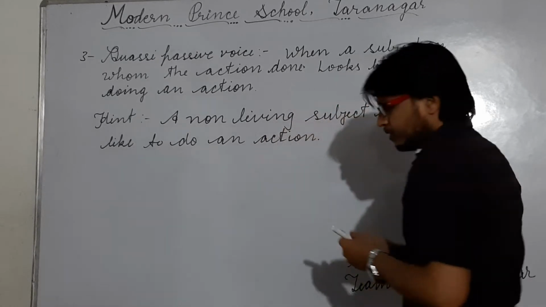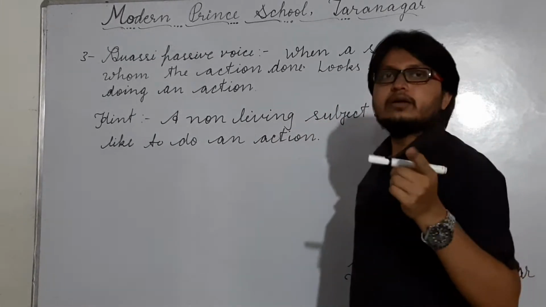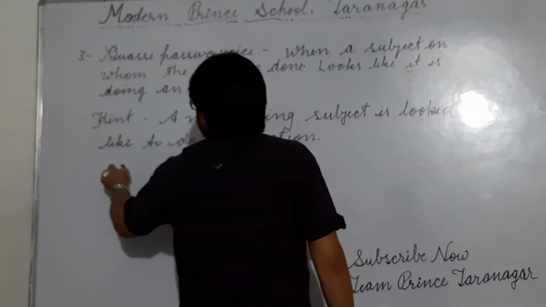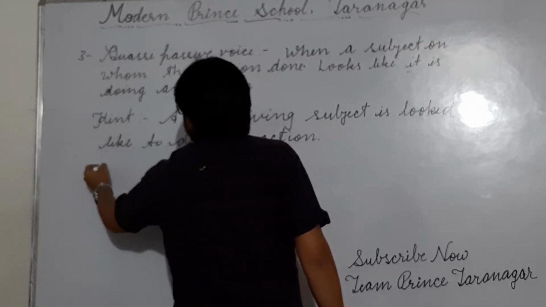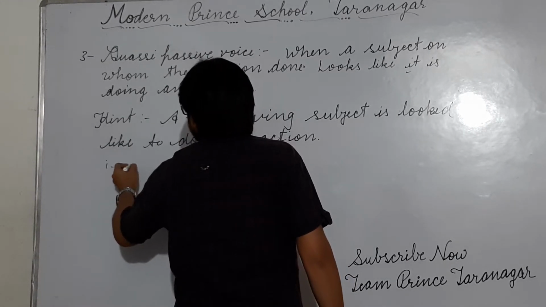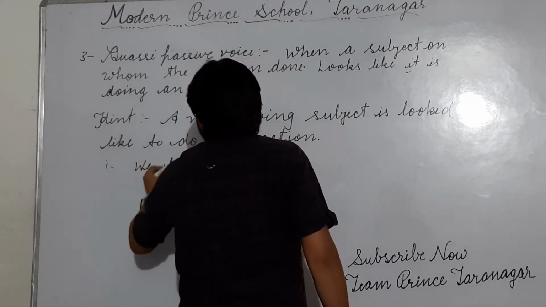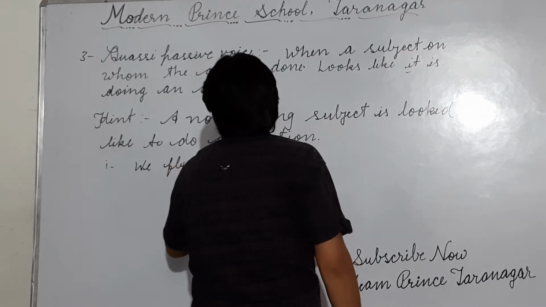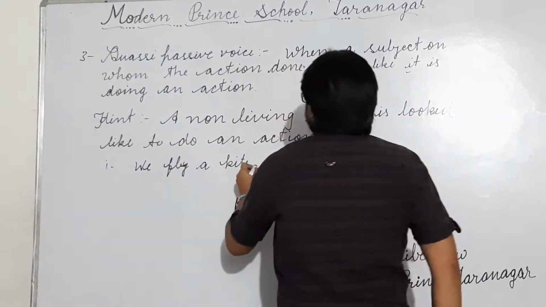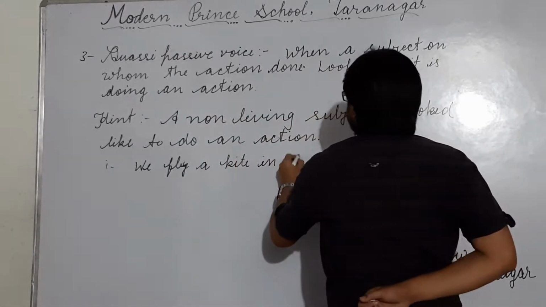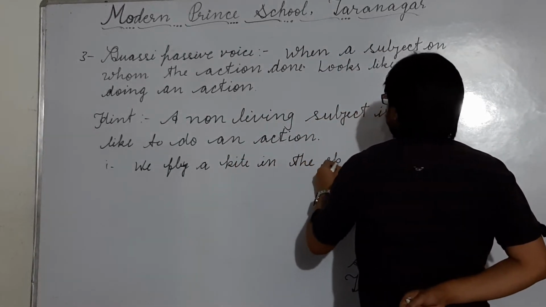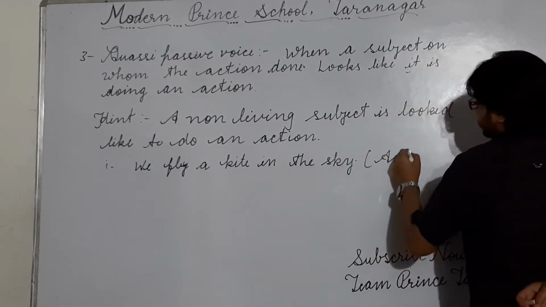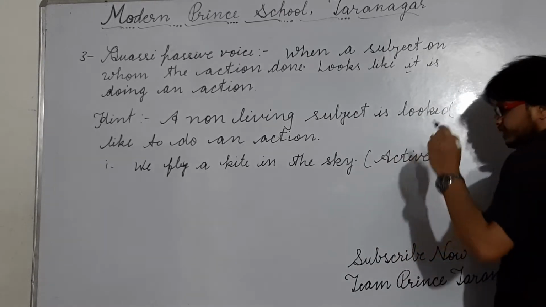For example, let us select an example and understand what quasi passive voice is. Number one: we fly a kite in the sky. Okay, you know that it is an active voice.